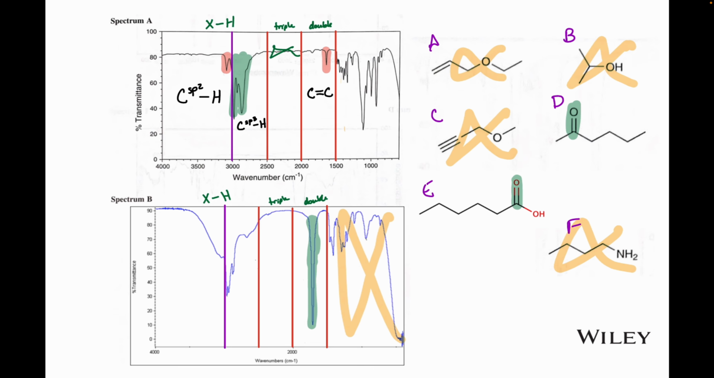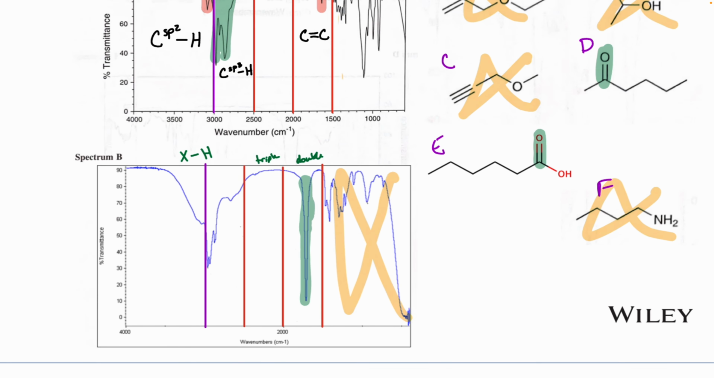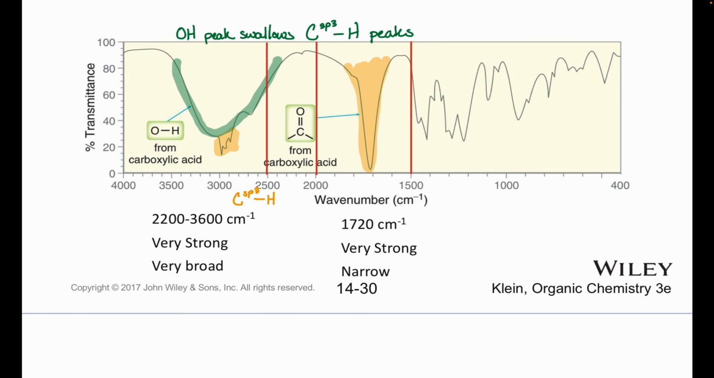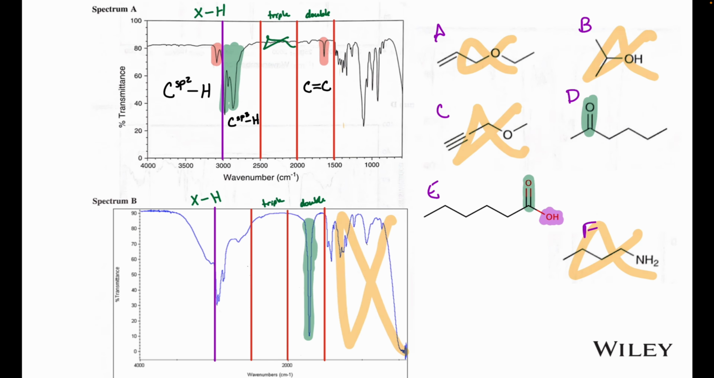So now I got to distinguish between D and E. The difference being is that E has that hydroxyl group as well. All right, what functional group is in E? Carboxylic acid. And remember, a carboxylic acid hydroxyl group was distinct from an alcohol hydroxyl group in just how incredibly broad that OH group absorbs, all the way from 2200 to 3600, so much so that it eats up that sp3 carbon hydrogen peak.